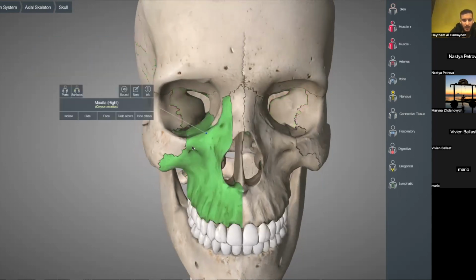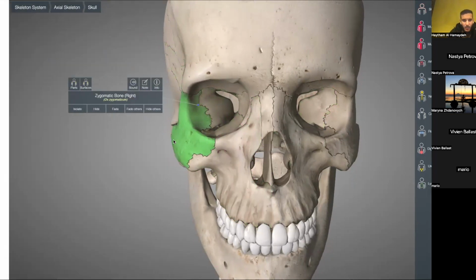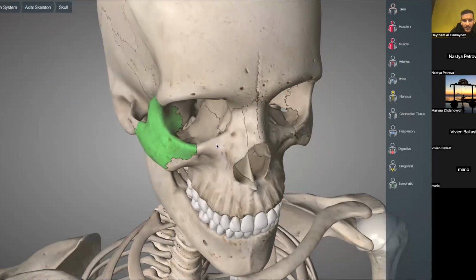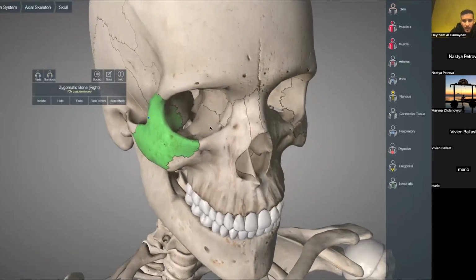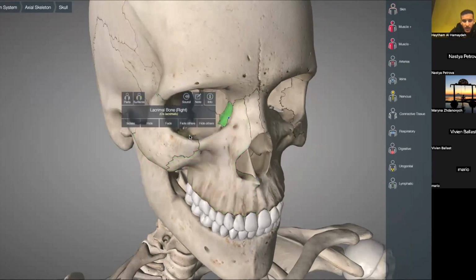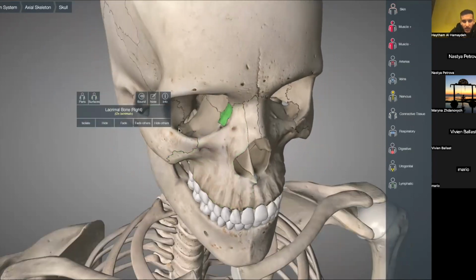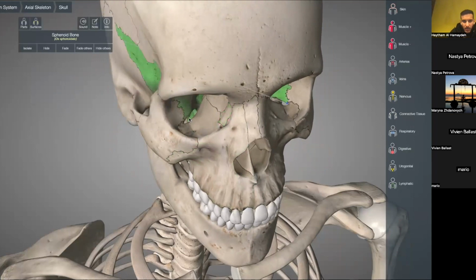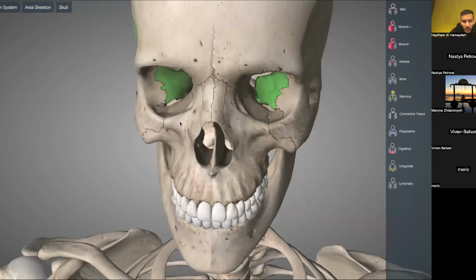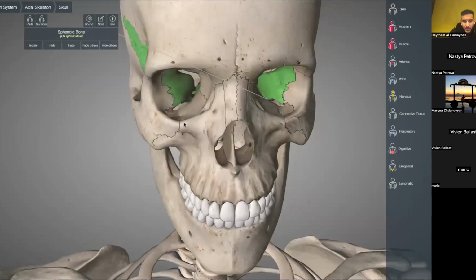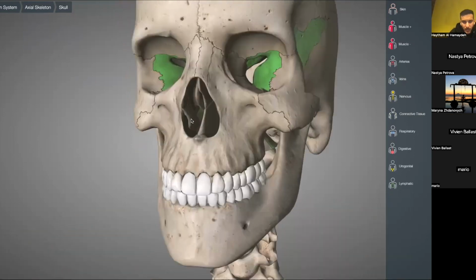Here, maxilla, zygomatic bone, and palatine. Where is it? Where was the palatine? The palatine inferior, yes, the maxilla. Where is the palatine?